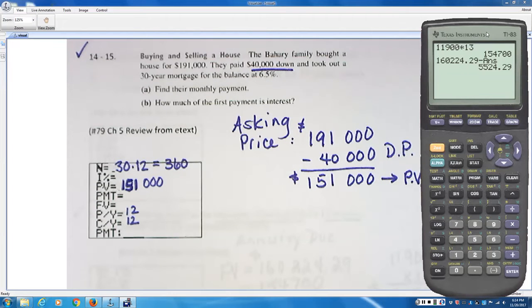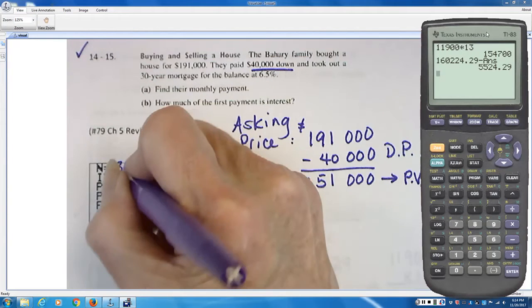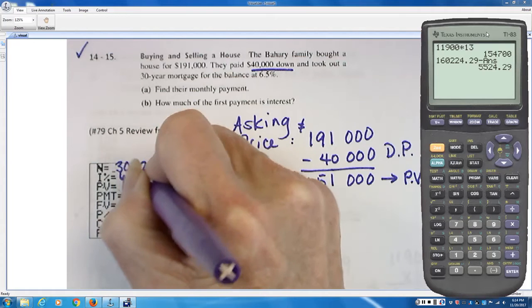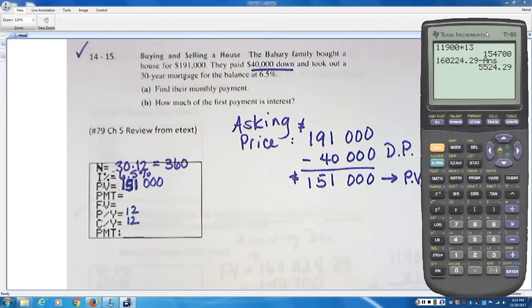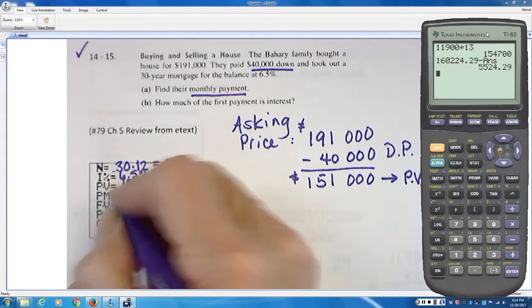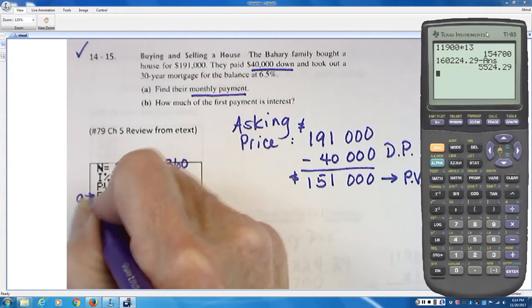And then your interest rate is 6.5%, but that's an annual interest rate, which you actually can put in as 6.5 and leave it as a percent. Don't change these to decimals. And then the first thing we need to know is what's their monthly payment. So that's going to be part A.